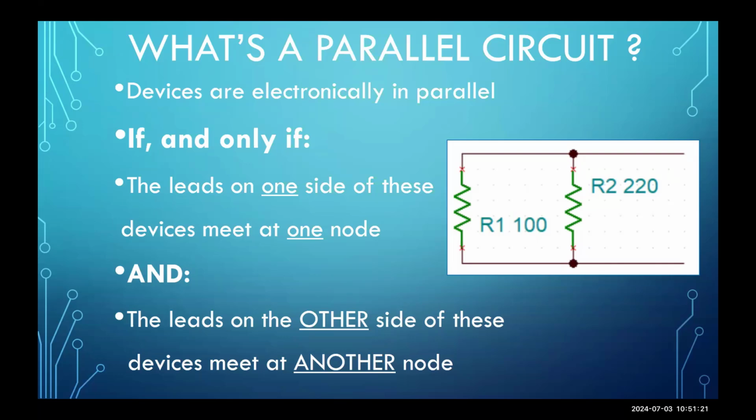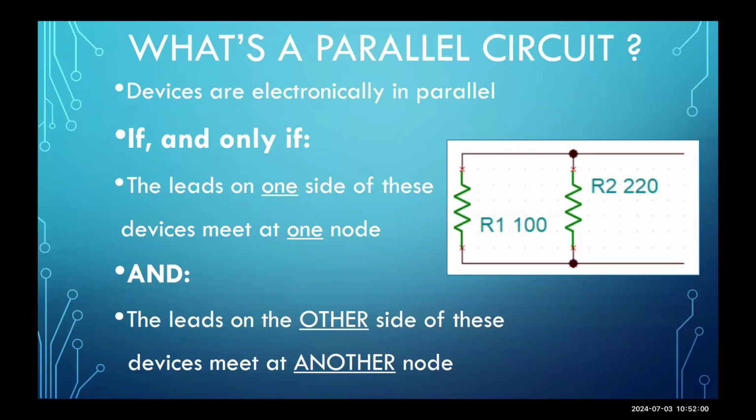There's an and. The second condition must be satisfied. And that second condition is the leads on the other side of these devices have to meet at another node. So look at the illustration. Do the bottom leads of these resistors meet at a lower node, a lower connection point? And that is yes. So therefore, as I've illustrated, R1 and R2 are in parallel with each other, not just geometrically appearing to be in parallel with each other, but electronically in parallel with each other.